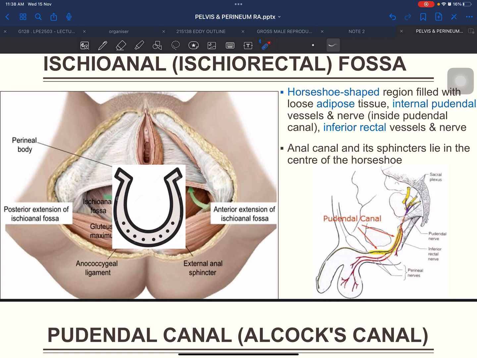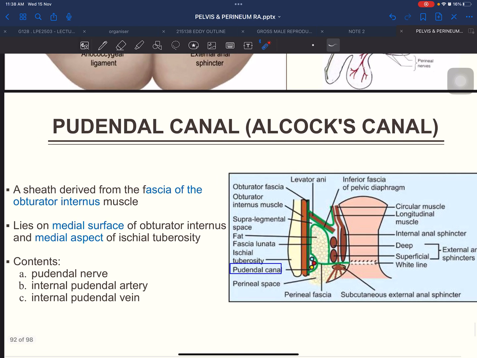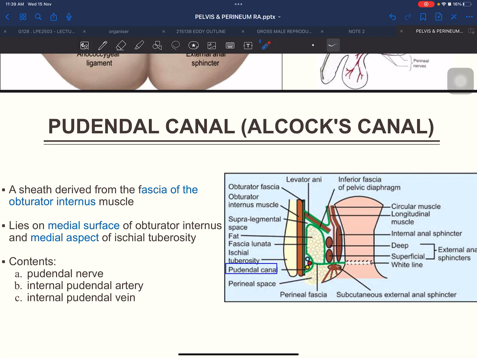Another name for the pudendal canal is Alcock's canal. This is the pudendal canal. This is the anterior view of the anal canal. This is lateral, this is the right side. The pudendal canal here is a sheath derived from the fascia of the obturator internus. Remember, this pudendal canal is formed from the sheath of the obturator internus fascia. They share the same fascia with the obturator internus. It lies on the medial surface of the obturator internus.